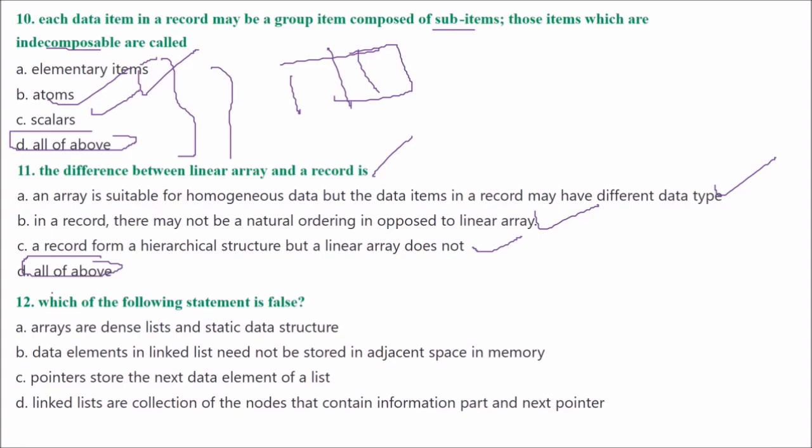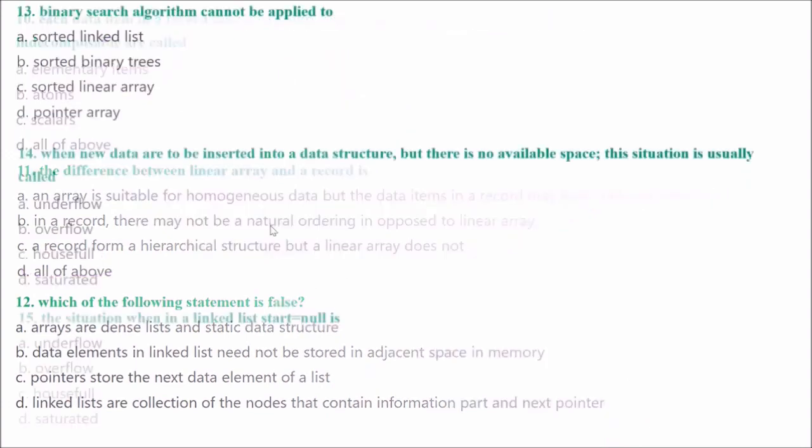Next is which of the following statement is false? Read them very carefully. You have to find out which of the following statement is false. Let us take one by one. Arrays are dense list and static data structure. Correct. Data elements in linked list need not be stored in adjacent memory spaces. Also correct. Pointer stores the next data element of a list. No, pointer stores the address of the next node. Then linked lists are a collection of nodes that contain information part and the next pointer. This is also correct. So we'll go with the answer C. This is the false one.